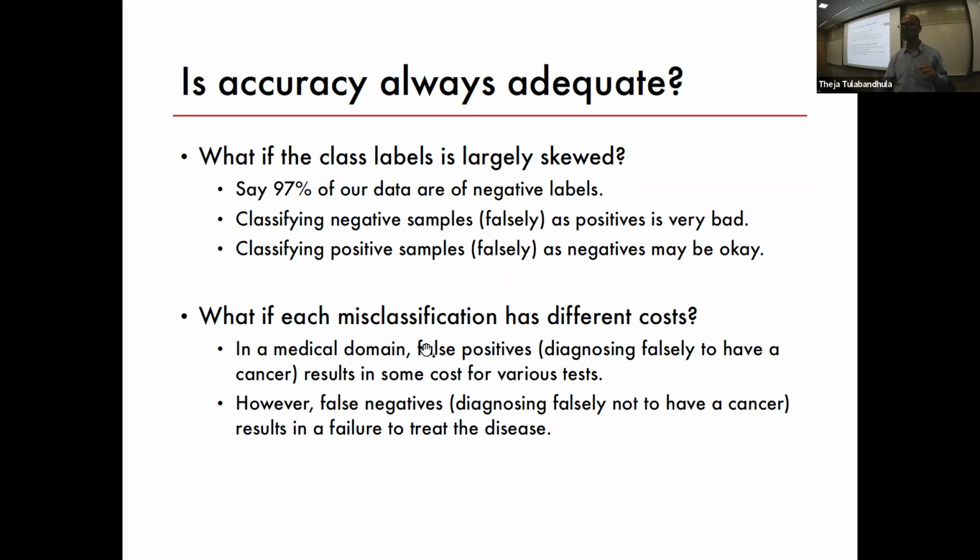Let me talk about a slightly different issue. So, why accuracy is not adequate: there were two aspects. One is imbalanced data, which we'll discuss in the next couple of slides. And the second one is when there's a cost difference, a cost of doing a misclassification.